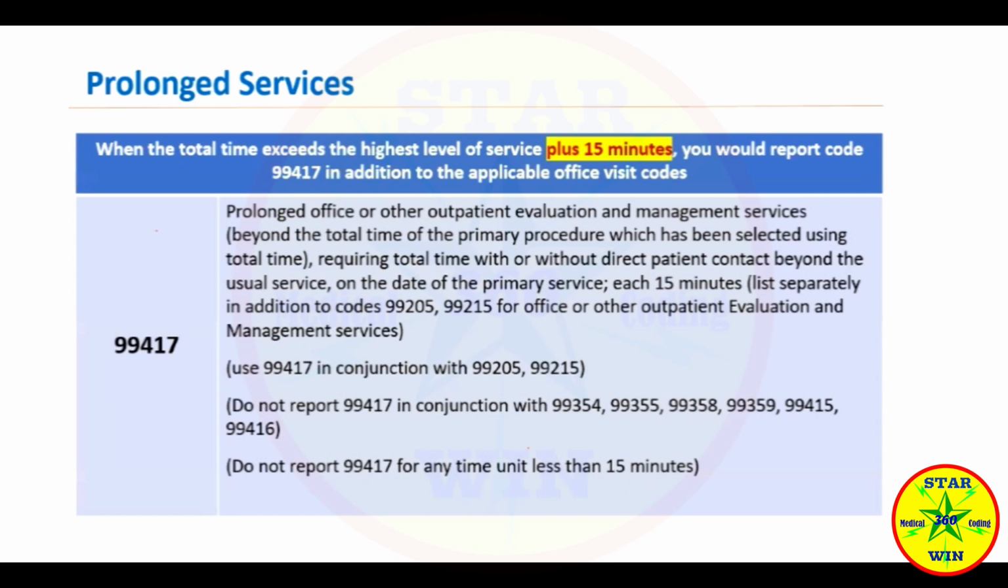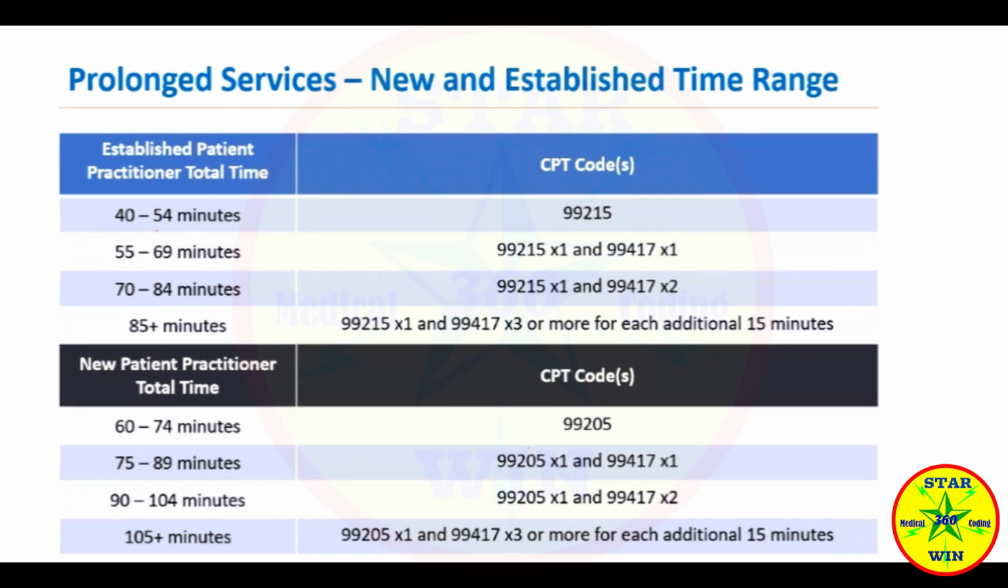We are not getting much into these codes. Do not report 99417 for any time unit less than 15 minutes. So we cannot report 99417 if the prolonged service time is less than 15 minutes. How we need to calculate, we'll have a look in the next slide. We have a separate calculation for new patient and established patient. We are not going to assign 99417 for all the levels, only for the highest level. If we consider established patient, what is the highest level?